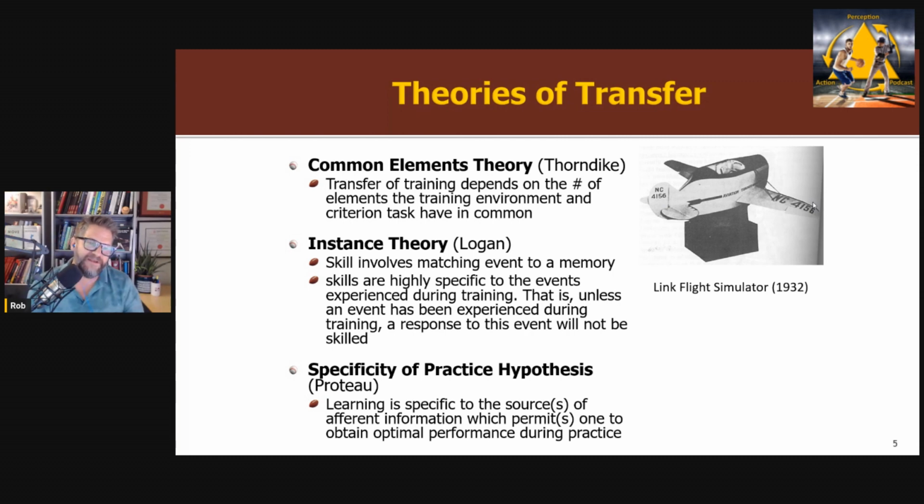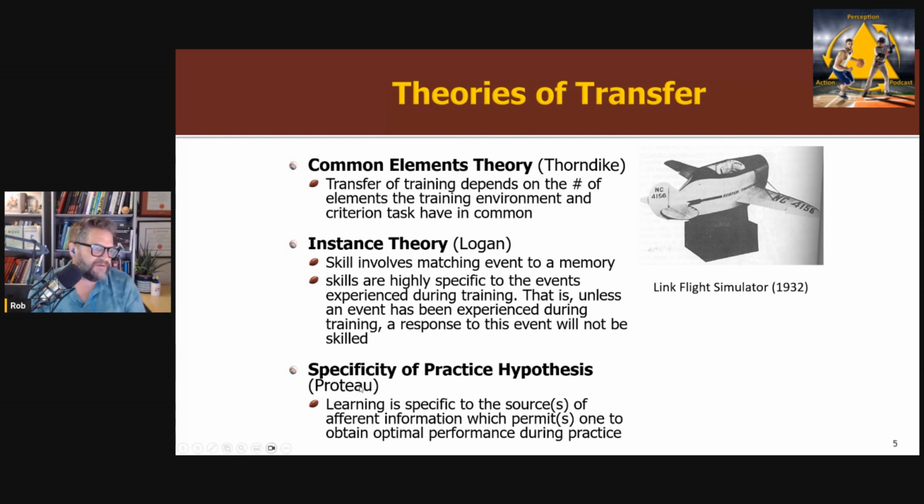Another example of this from an information processing view is the instance theory of Logan, the idea that skill involves matching a current event to some template you have in memory for a similar event, right? It's a very common view people have in team sports now: I recognize that's the defense, that's the play, I know how to respond. Logan proposed that the more things the event you experience in practice shares in common with the competition events, the better the transfer.